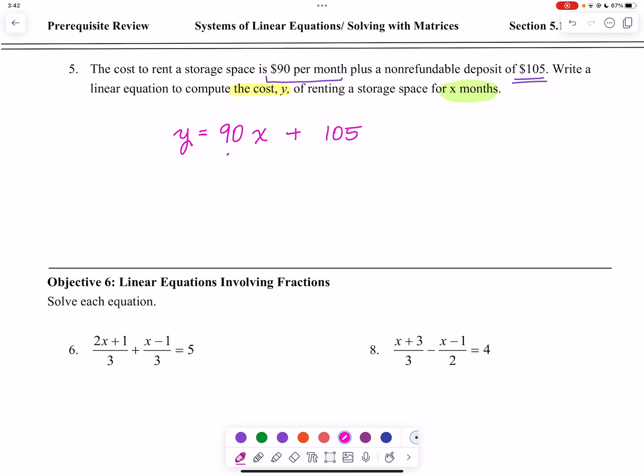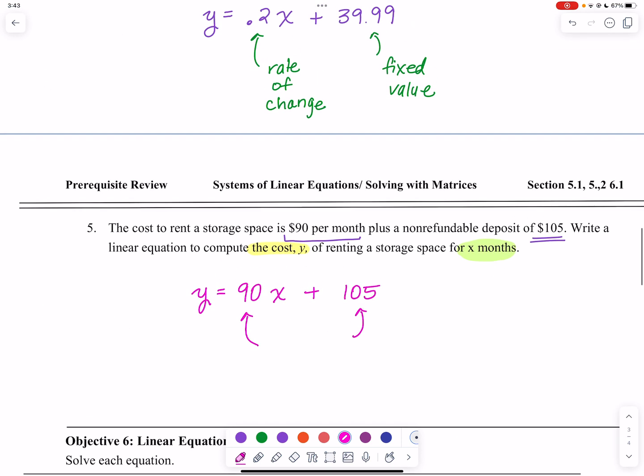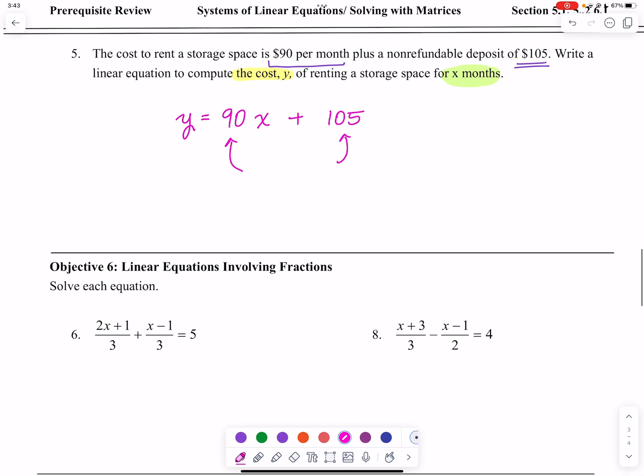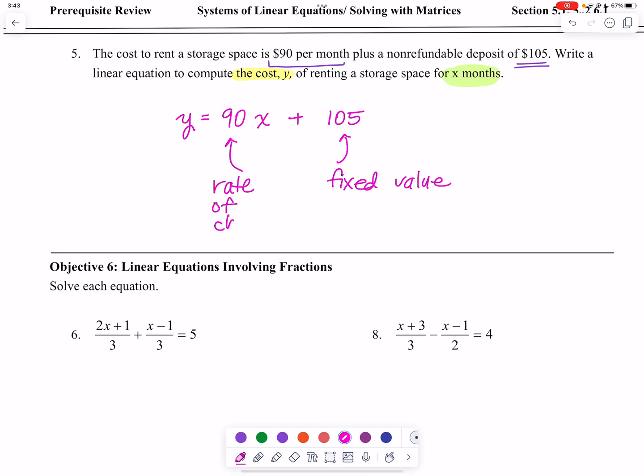$105. So again, here we have our 105 is similar to that $39.99, our fixed value, and our rate of change, similar to slope, is that $90 cost per month.